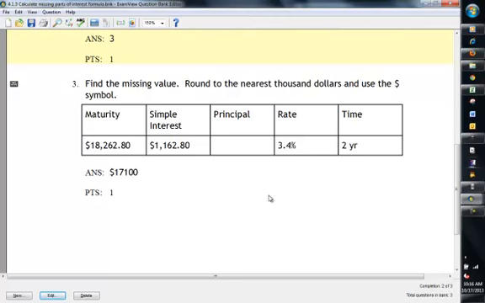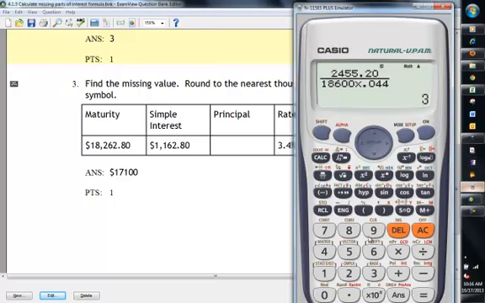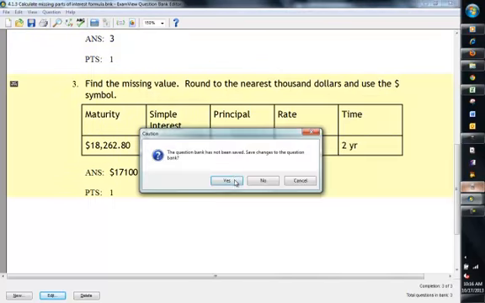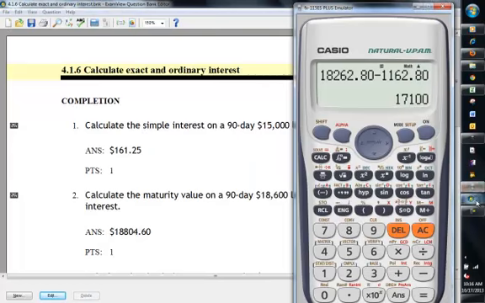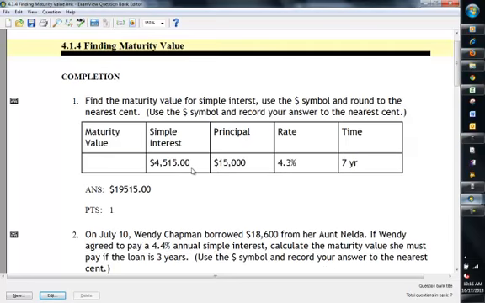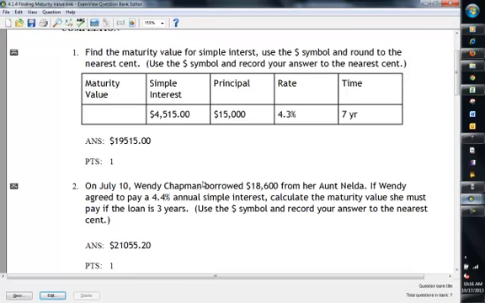Find the principal. That's actually pretty easy. We would just do the subtraction. 18,262.80. Subtract the interest, 1,162.80, and we get the principal, 17,100. Next one. 4.1.4. Finding maturity value, well, you just add the interest and the principal, so add those two together, you get 19,515.